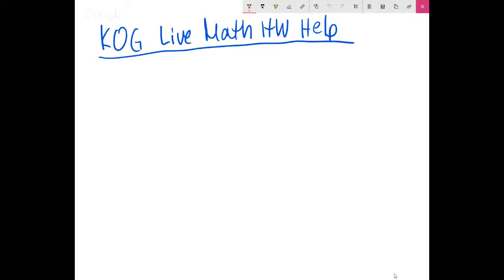And we're going to factor polynomials using the AC method, which is also called factor by grouping. AC method. Factor by grouping.